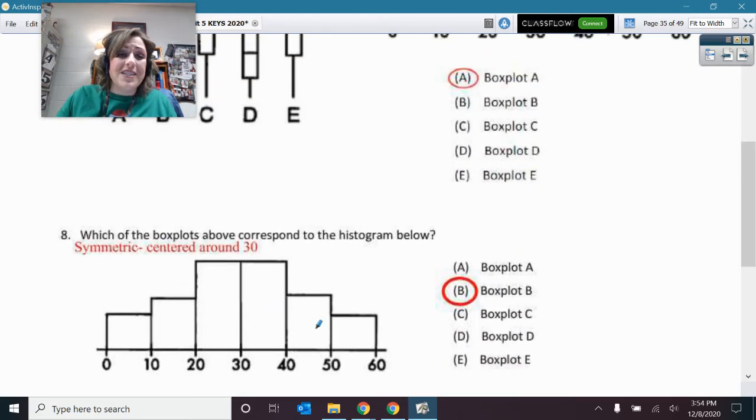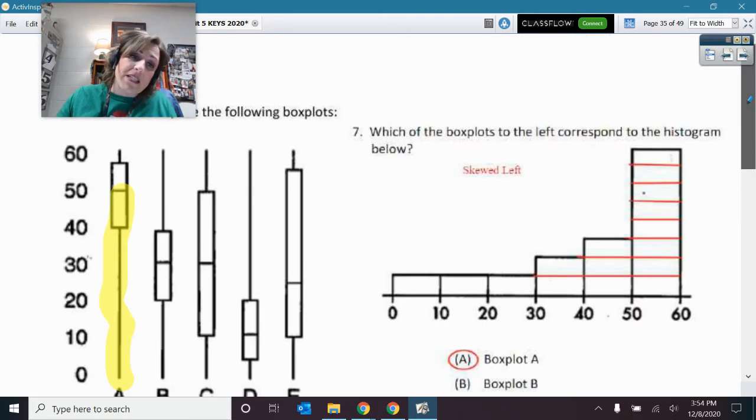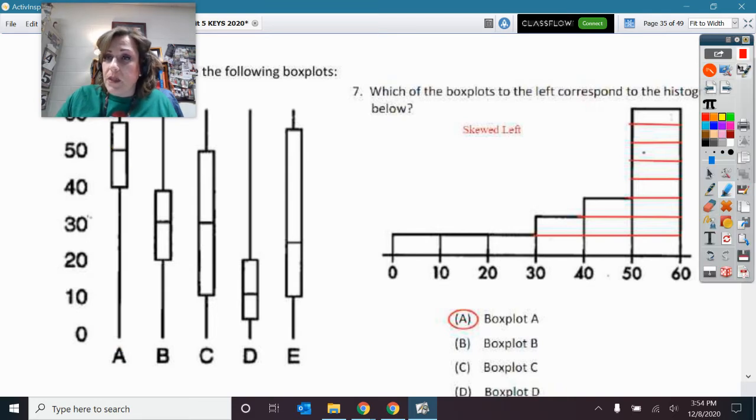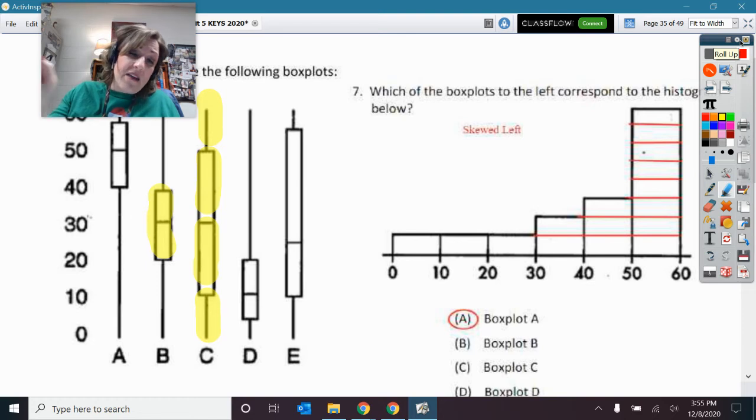All right, next one here. Oh, this one's symmetric and centered around 30. So let's look at my symmetric ones. Oh, look, both B and C are symmetric and centered around 30. So that worries me. So now what? Well, let's see. Between B and C, I can tell B has more data closely clustered in the center, whereas C is interesting. If you look at it, it has almost the same amount of spread for every quartile. So since all of those quartiles have about the same spread, that would look more like something that is uniform.